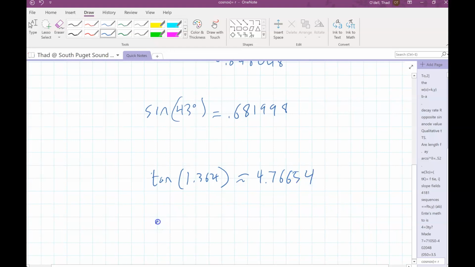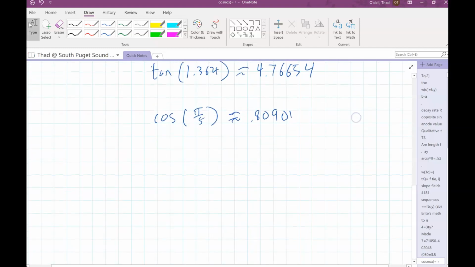Or let's say I want to do the cosine of pi over 5. That's not a friendly angle. So I hit the cosine, make sure I'm in radian mode, because this is radians. Then I hit cosine, and I would just grab the little pi button, divided by 5. Press enter, and I get approximately 0.80901, etc.